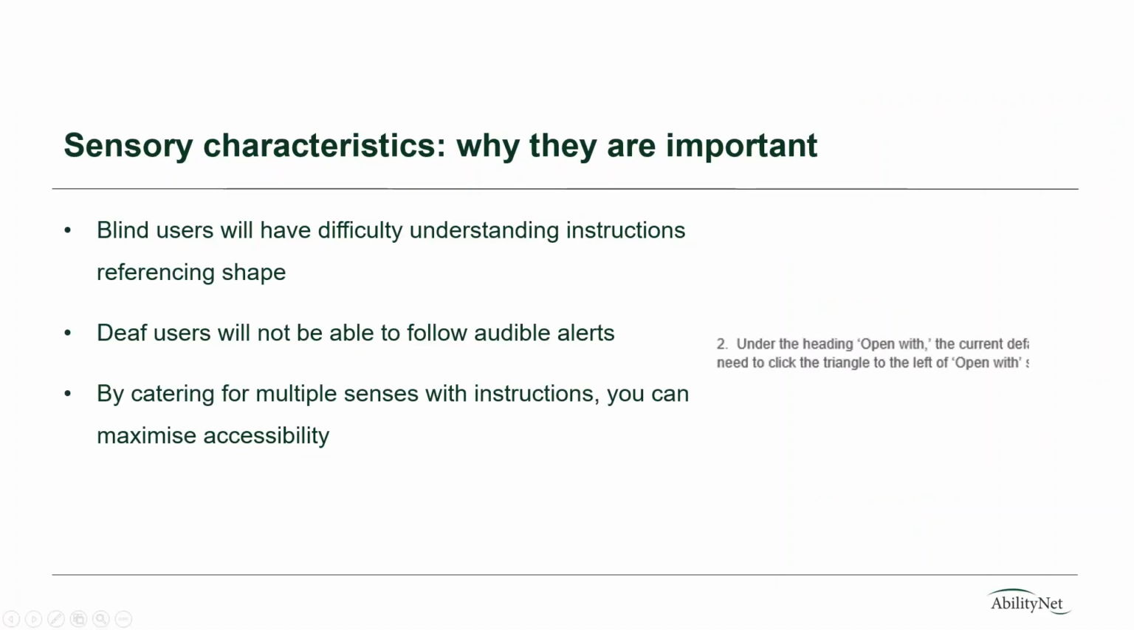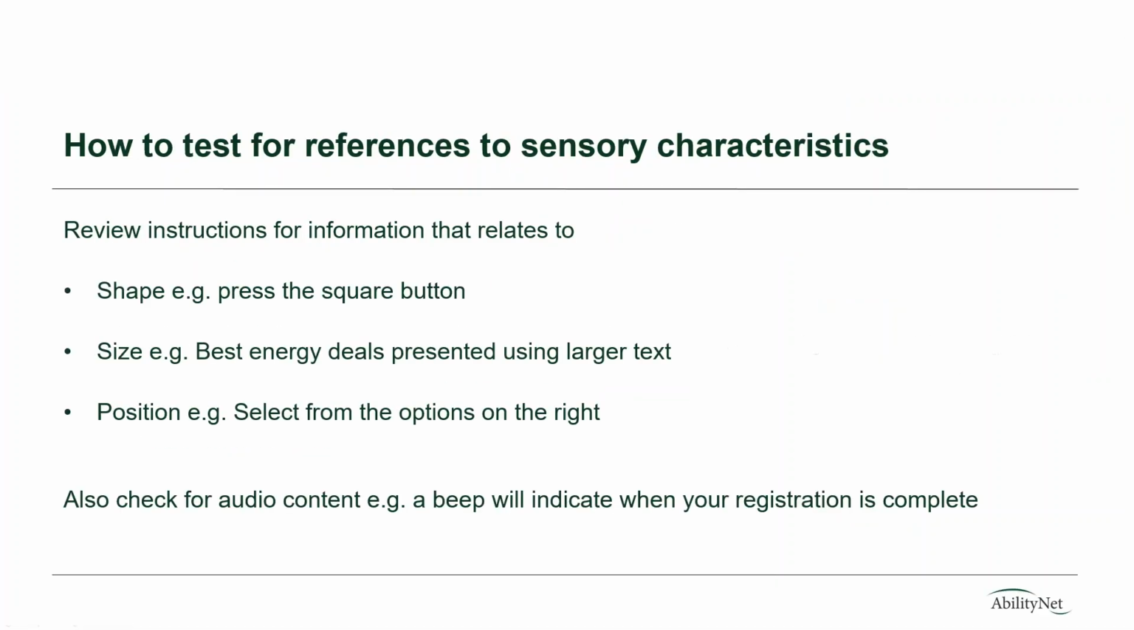Now, some other examples which might be easier to understand and more likely to find, you may find references to press the square button to continue in a form. You may be relying on the size of content, so in a large listing of energy deals, you may use a slightly larger font to indicate the best deal for a particular user. If a user cannot perceive visually the page, then they will not be able to perceive which is the largest text size, and so that will not make sense to them. Another common example I find is if you're asking users to select from a list of options, the instructions might say, select from the options on the right-hand side.